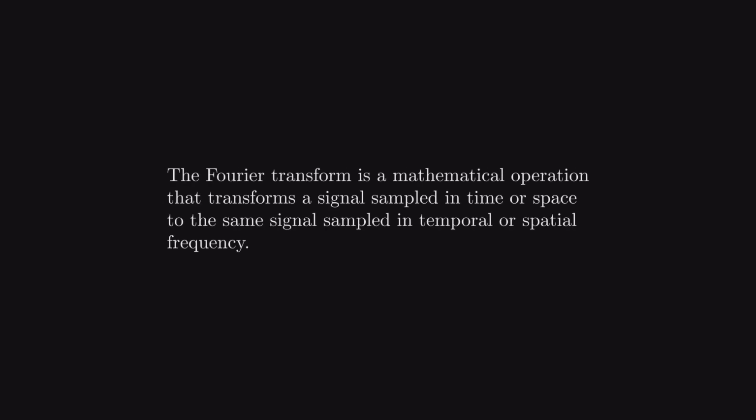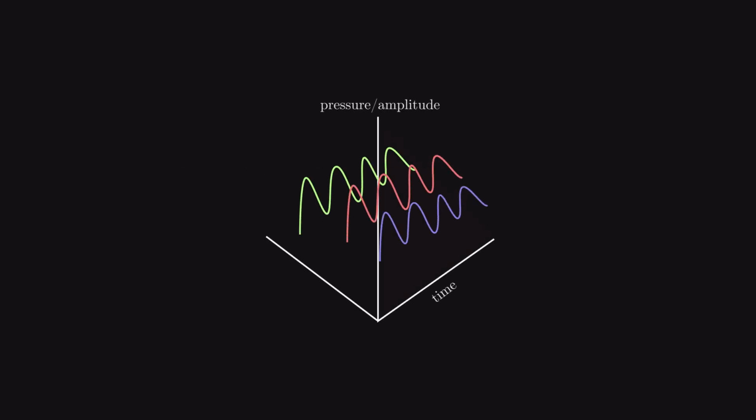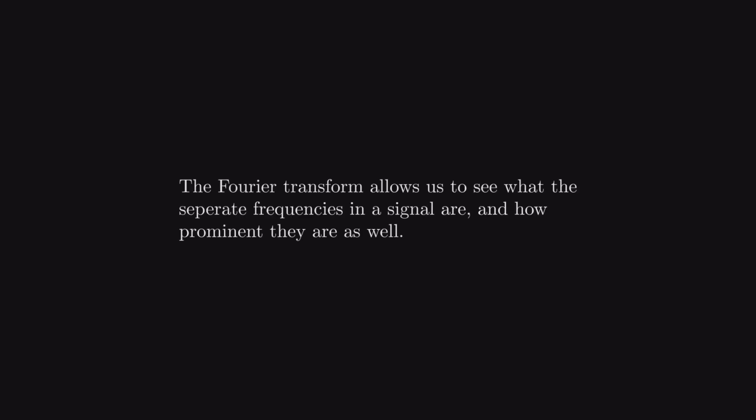The Fourier transform is a mathematical operation that transforms a signal sampled in time or space to the same signal sampled in temporal or spatial frequency. If we have a one-dimensional signal of pressure or amplitude over time, we can use a Fourier transform to convert this into a frequency over amplitude graph. Essentially, the Fourier transform allows us to see what the separate frequencies in a signal are and how prominent or loud they are as well.